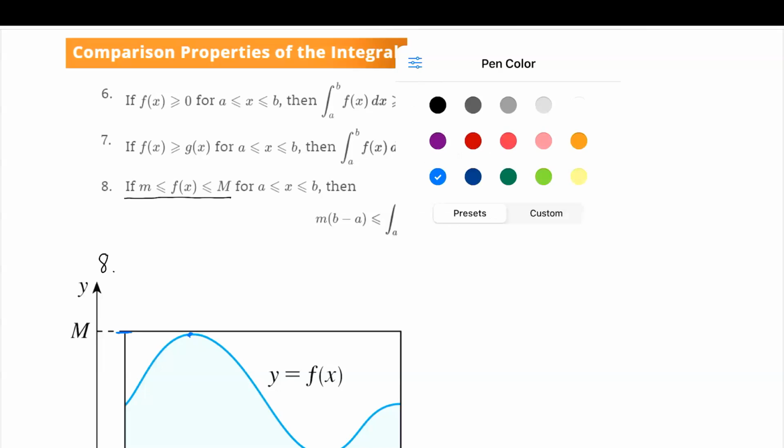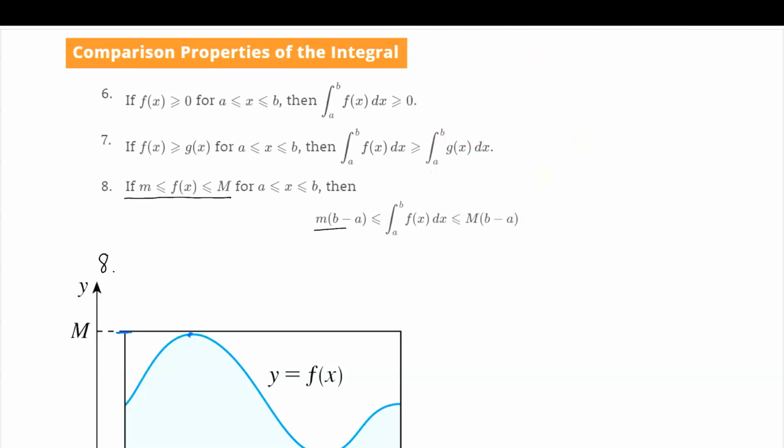to b. Then it says the amount of area under f of x between a and b is in between these two quantities, little m times b minus a and big M times b minus a. So what does that mean? All right, so let's first of all look at little m times b minus a. That's actually this area of this rectangle right here.